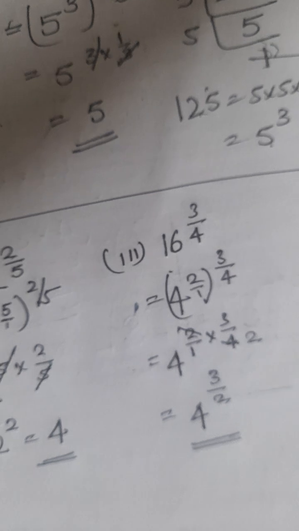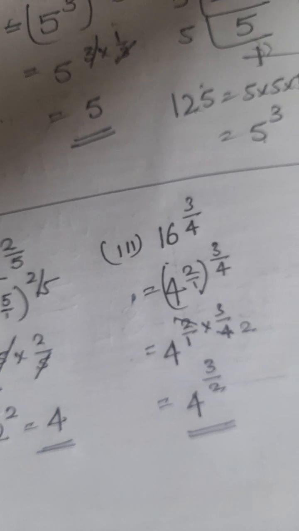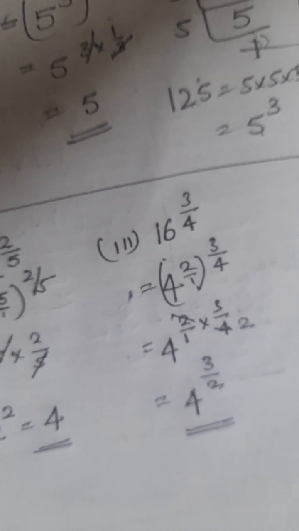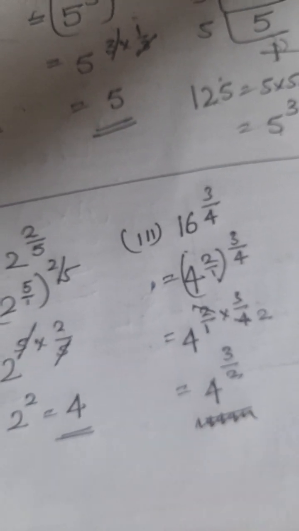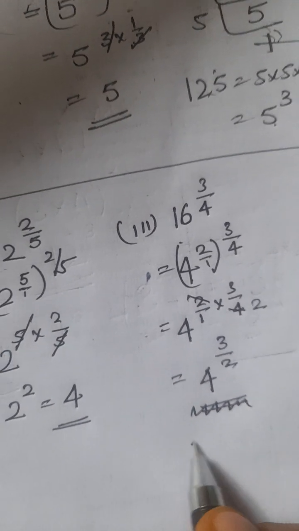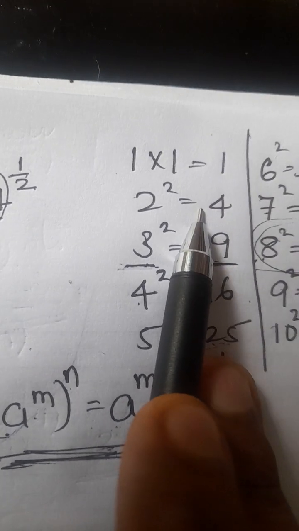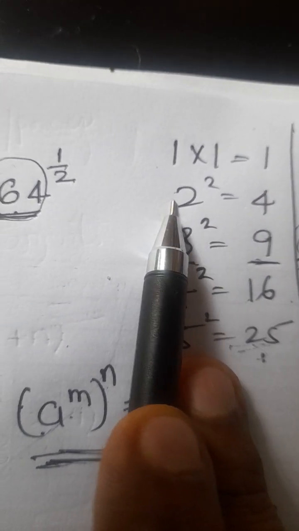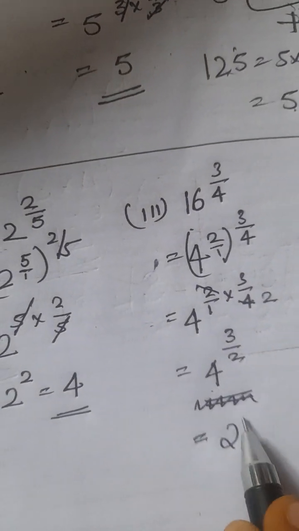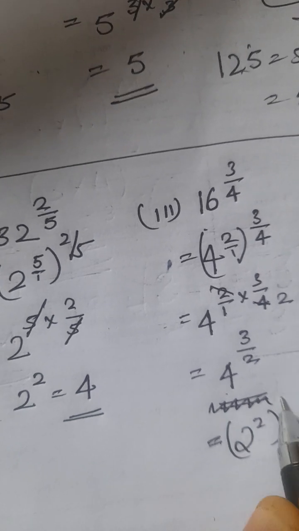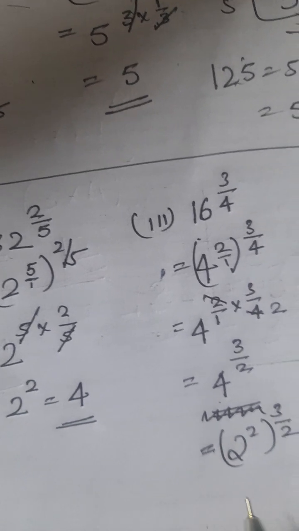You're going to have it this way. Okay. You can further do it another way, because here you can see 4 is also a perfect square. So I will write 4 as 2 to the power 2 whole to the power 3 by 2.